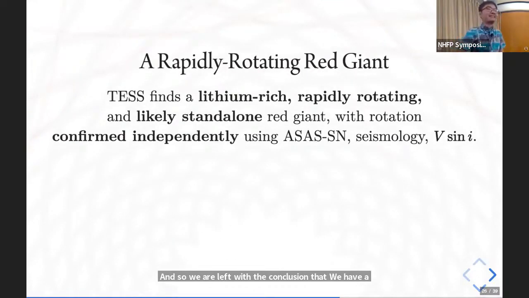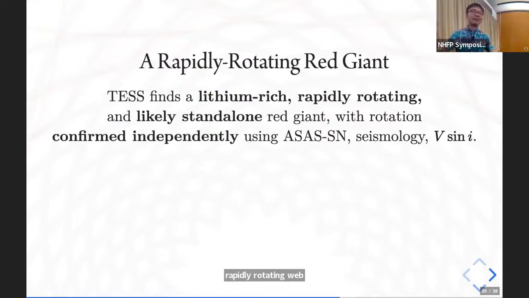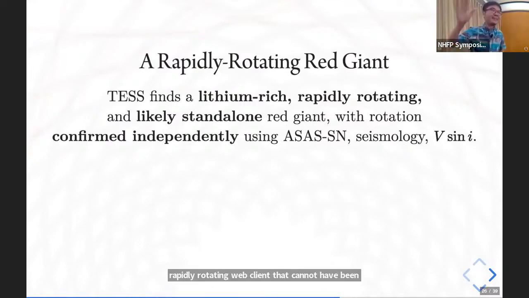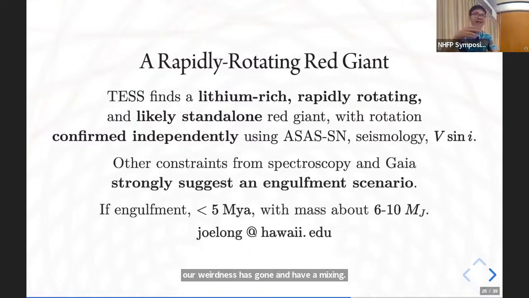And so we are left with the conclusion that we have a rapidly rotating red giant that cannot have been produced by single star evolution. It's also abnormally lithium rich, indicating that some other weirdness such as mechanical mixing has gone on, and whose dynamics indicate that it cannot have been produced by anything other than some kind of engulfment scenario. If we take an engulfment scenario for granted, it must have happened within the last 5 million years. You can ask me more about how we came at that conclusion. And it must have had a companion mass initially of between 6 and 10 Jupiter masses. Thank you for your attention.